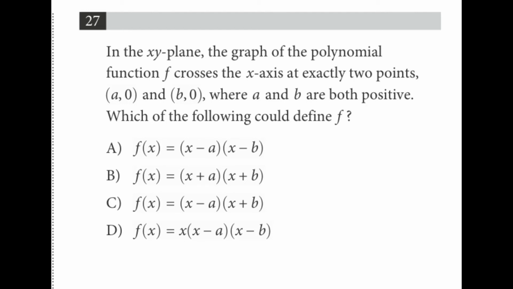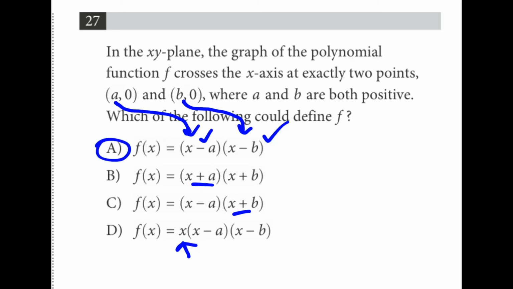27, we're looking at a polynomial function, and the function crosses the x-axis at exactly 2 points, a,0 and b,0. And both of these points are positive. So if you plugged in a and then you plugged in b to these respective factors, you would get 0 for each one of them. So plugging in a to x minus a checks out. Plugging in b to x minus b checks out. These others either have some addition somewhere in the problem, or they have an extra x out in the front. That's why A is the correct answer.